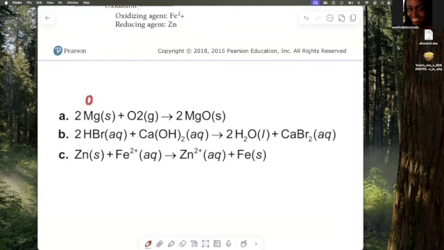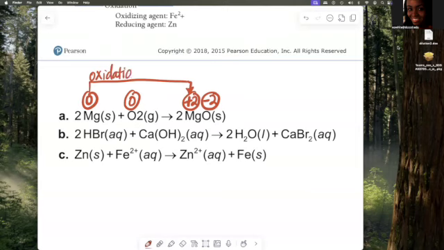Magnesium has an oxidation number of 0 because it's a free element. Oxygen has an oxidation number of 0 because it's a free element. In the compound, assign magnesium first. It's a group 2 metal, so it has to have an oxidation number of +2. Since you have one oxygen, the oxygen has to be -2 for the whole compound to be 0. So we can see right here, magnesium becomes more positive. So this is undergoing oxidation. I'm going to write here, it's the reducing agent.